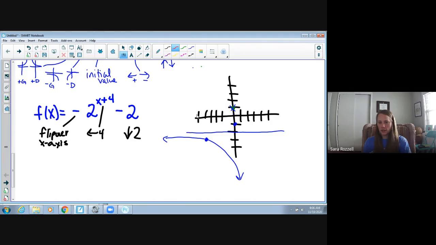Originally, this is 2 to the x by itself. This is 2 to the x. So if I take this, shift it over 4, down 2, and then flip it over, it looks like this. If you're taking it here, move it down, and then flip it. So over 4, down 2, then flip it. Okay.